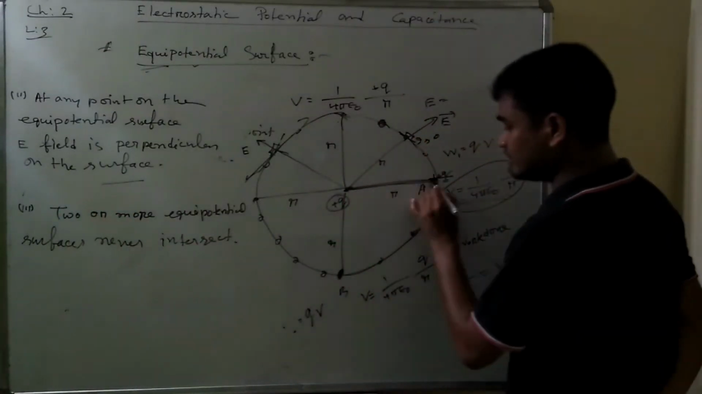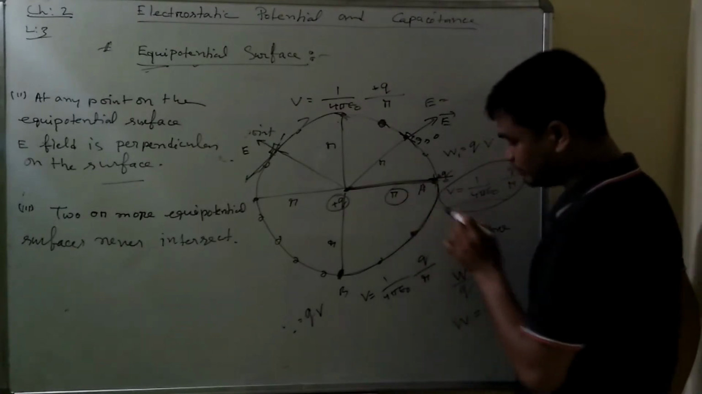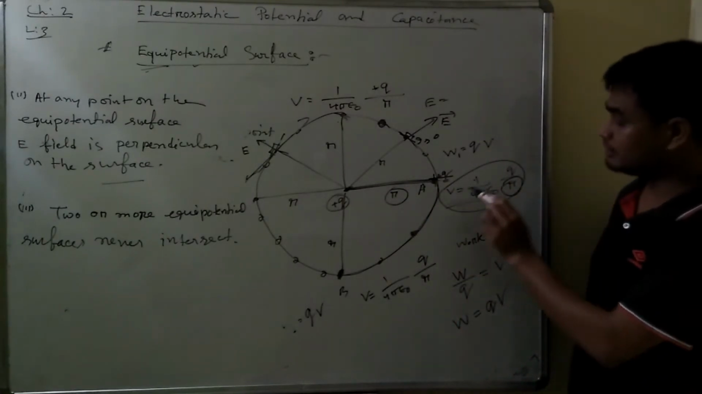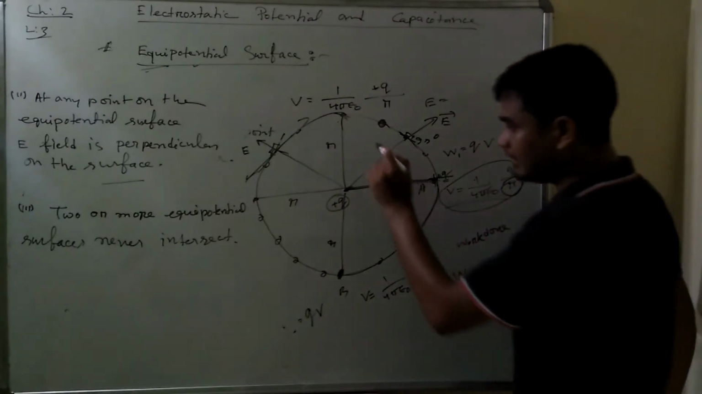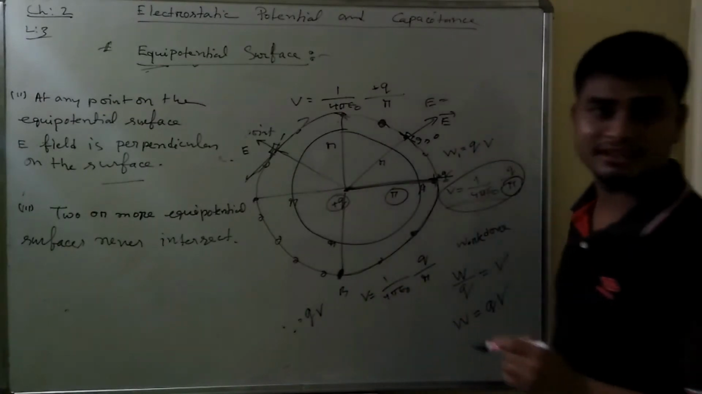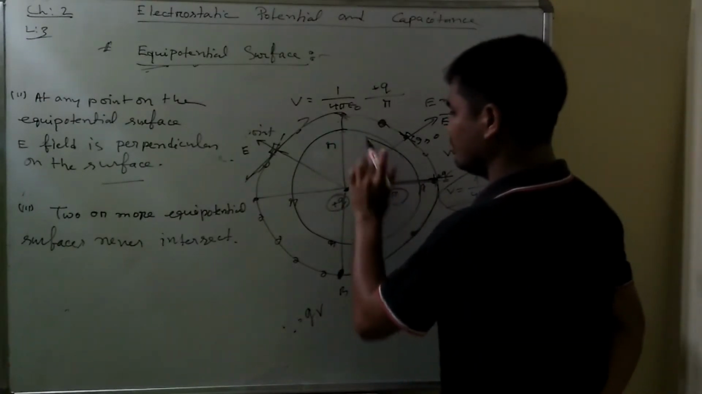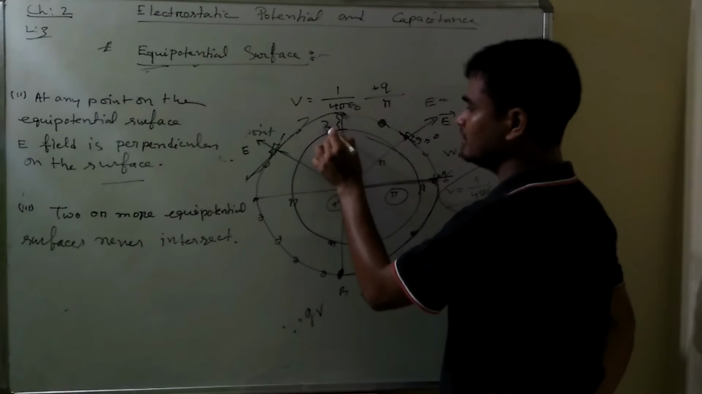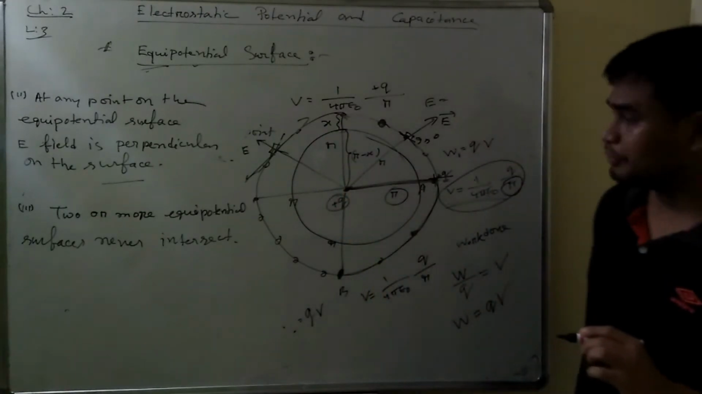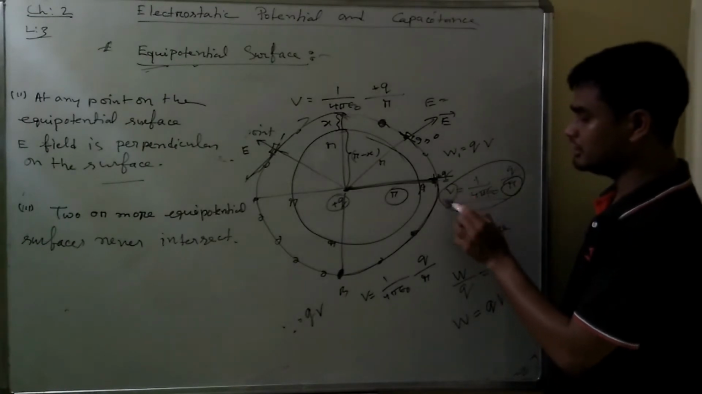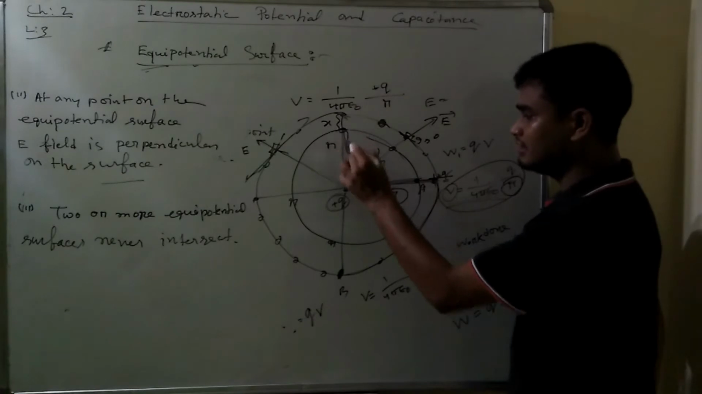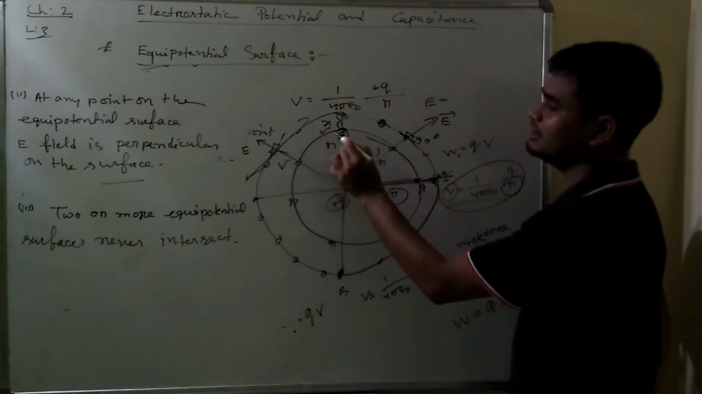We know that here the distance is r. Due to this r, the potential is V equal to 1 by 4 pi epsilon naught q by r. R determines the potential. Now we can find another equipotential surface like this. What will be its distance? R1. If you consider this as x, then this is r minus x. So its potential is lower than this potential. Every point on these surfaces has the same potential.